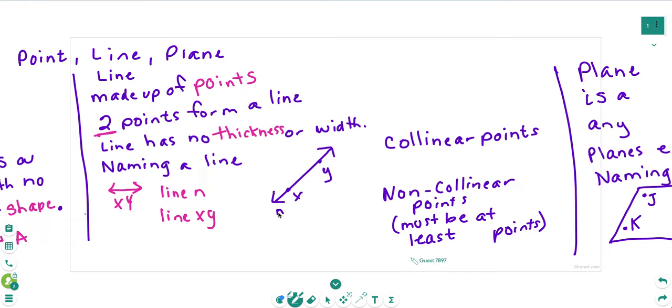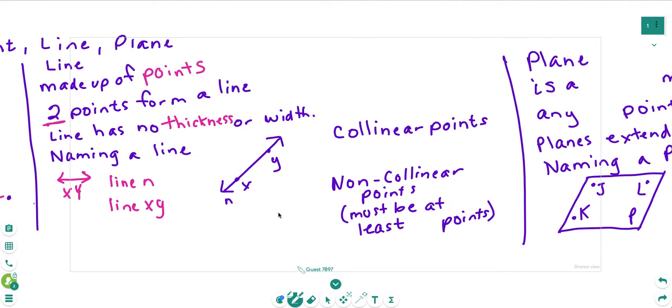Now, let's go ahead and take a look at our line. And when we talk about collinear points and non-collinear points, we're going to need to add a point. So we're going to go ahead and add point Z. Now, if I add point Z, we're going to be able to identify collinear points. So collinear points, you'll notice line is in the word collinear. So collinear points are points that lie on the same line.